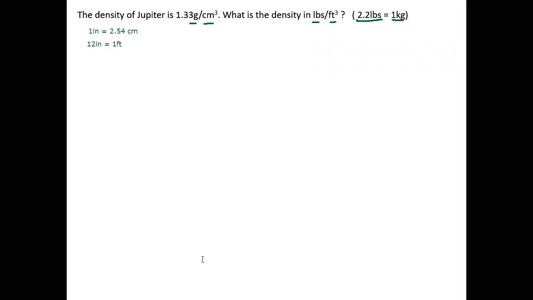Now you'll notice here that I've put the conversion factors for the normal unit, centimeter. But you'll notice that this is centimeter cubed and this is foot cubed. So to get conversion factors for the cubed units, we have to cube these conversion factors. Regardless of what conversion factor you use, you always have to cube it if they're not the cubed conversion factors. So when we cube it, we'll get how many centimeters cubed in an inch cubed and how many inches cubed in a foot cubed.